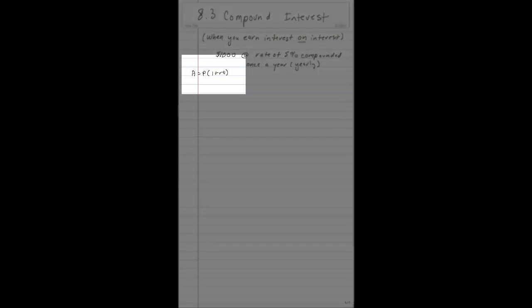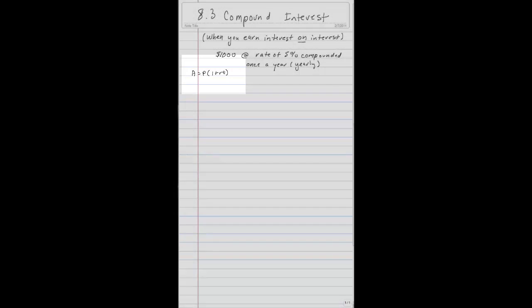We're going to use the formula that we used before, A equals P times 1 plus RT. In year 1, we started with $1,000. At the end of the year, we have that $1,000 multiplied by 1 plus 0.05, our interest rate, times the time, which is 1 year. That works out to be $1,050.